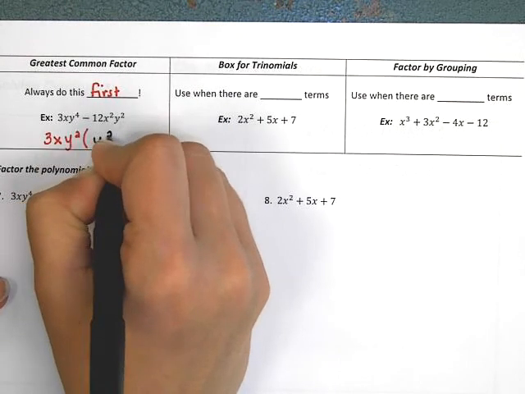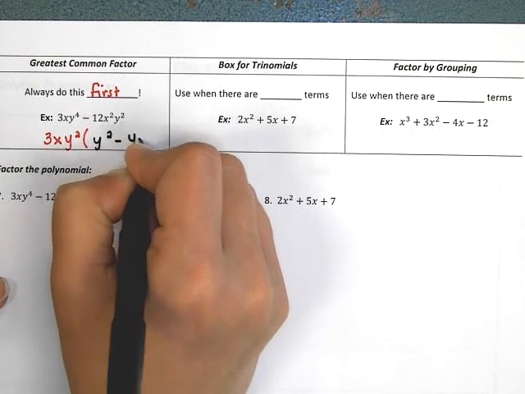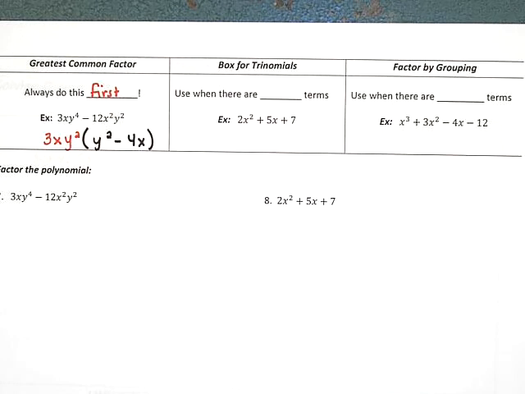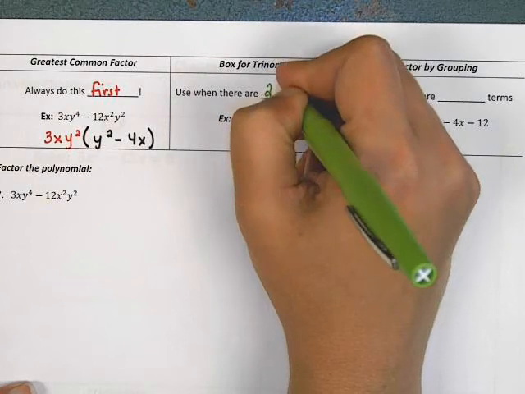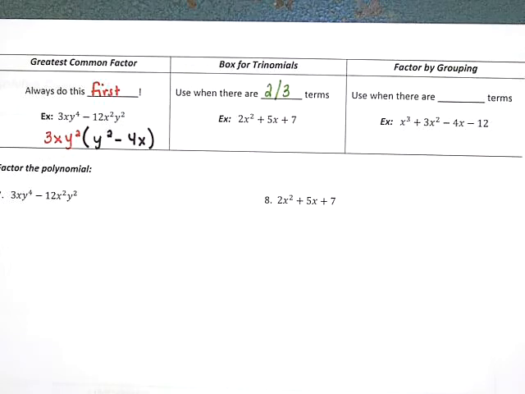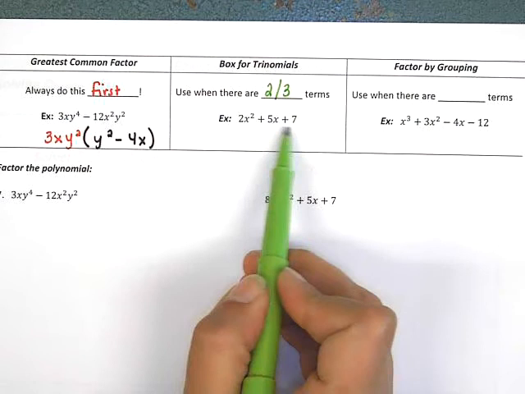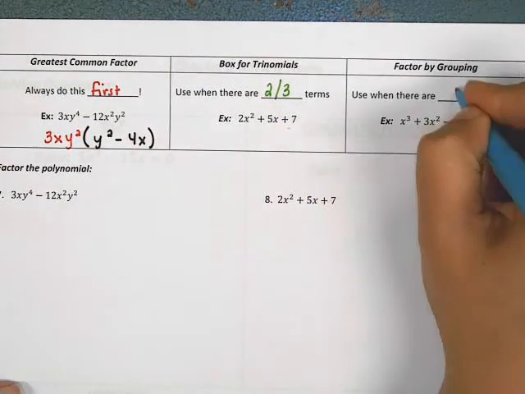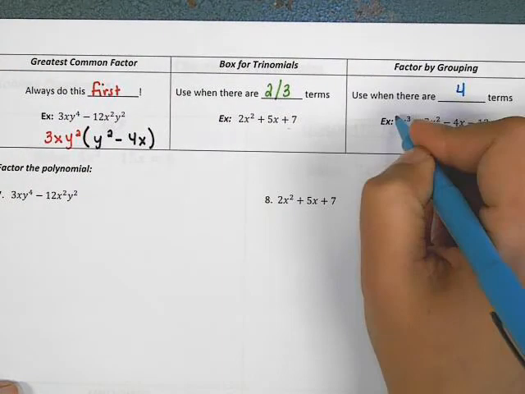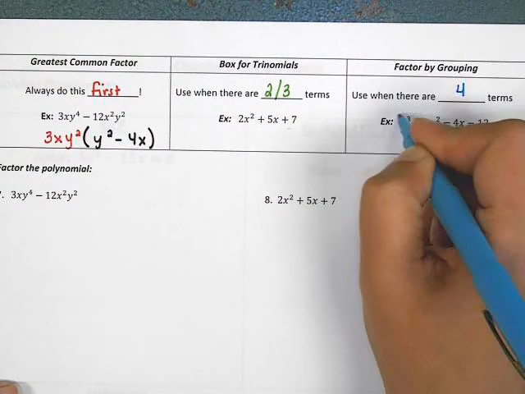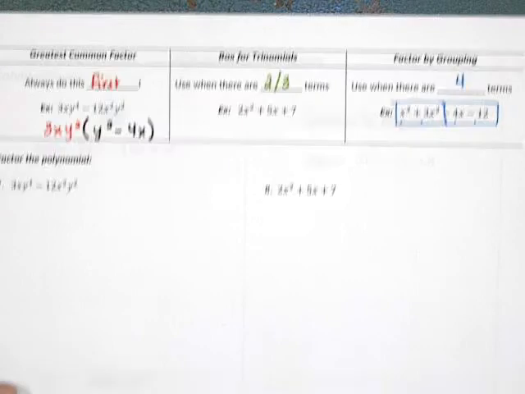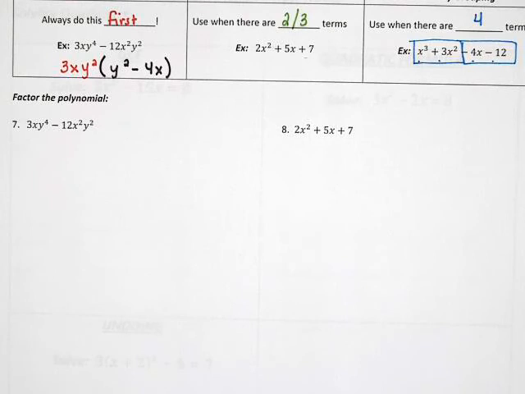So I would get y squared minus 4x left inside the parentheses. Then we said you use the box method when there's trinomials, when there are 2 or 3 terms. So for example, if you see a problem like this, you would use the box method. And finally, you would factor by grouping when there are 4 terms. So when there were 4 terms like this, we would put them into groups and we would factor each group separately.